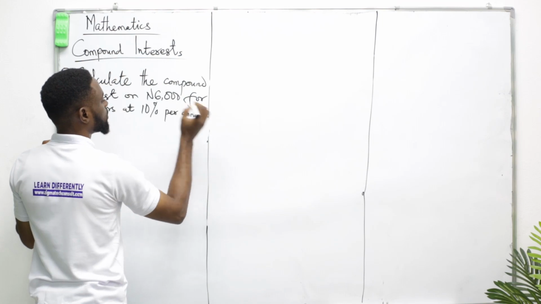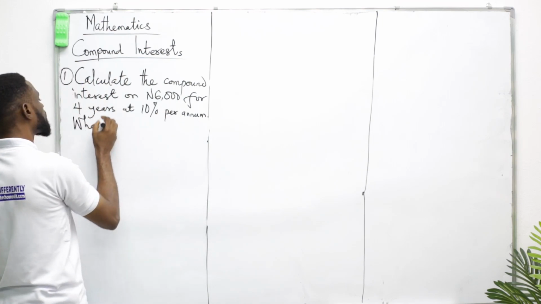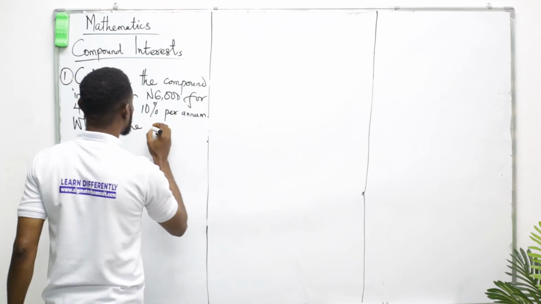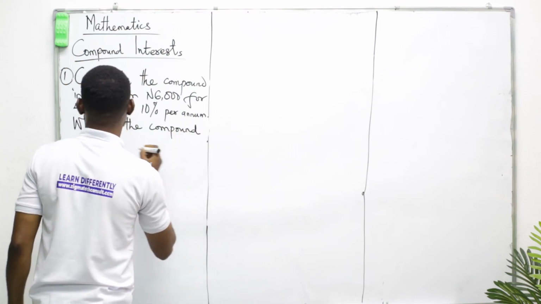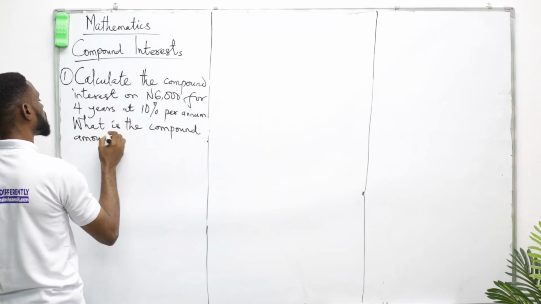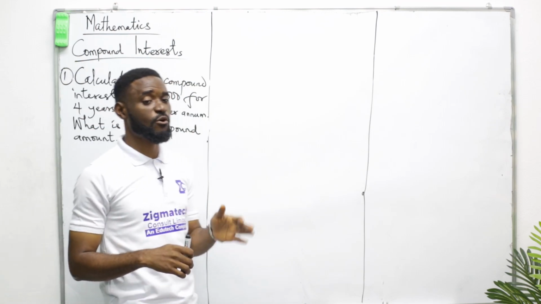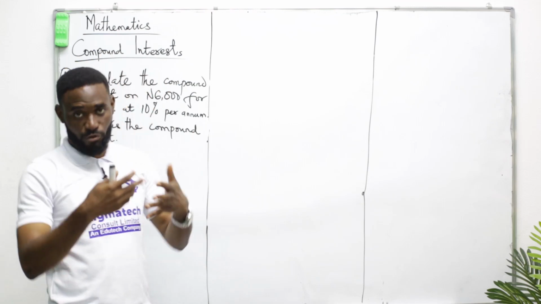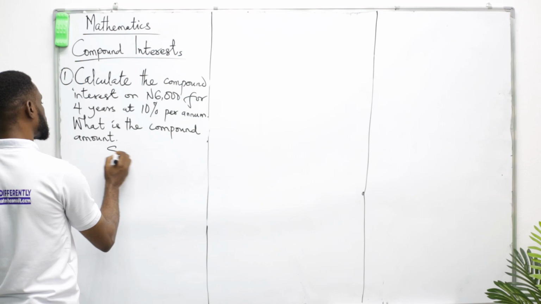That is each year. Now, they went further to ask, what is the compound amount? That means how much will this person take home at the end of this investment? The compound amount is the principal plus the interest accumulated for 4 years. So let's solve this.